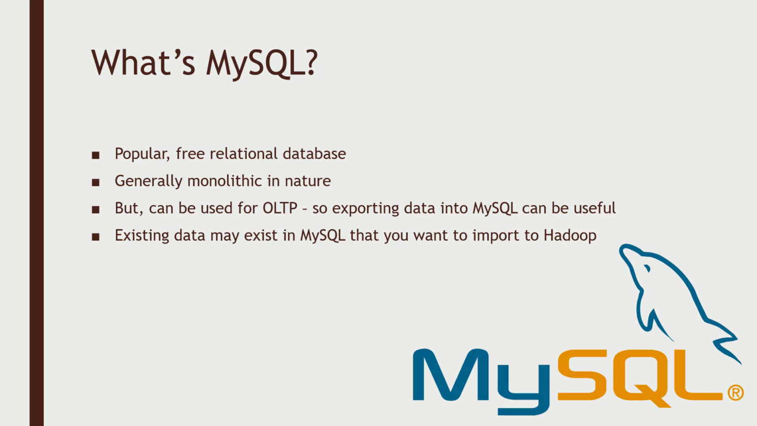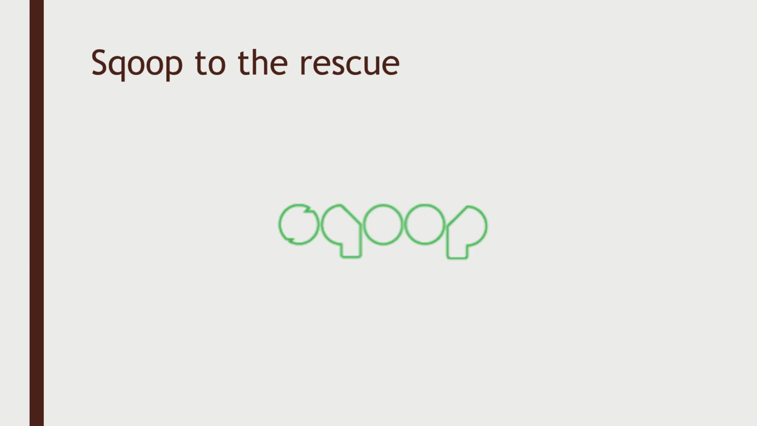So sometimes you want to export your data into something like MySQL. That can be a very useful thing to do because it allows faster access to your data after you've chugged away on it on your cluster. And you might have existing data that exists in a huge MySQL database today, and you want to import that to your Hadoop cluster so you can execute more complex queries on it across a cluster. So there is a tool called Sqoop that lets you do that. Cute little name, SQL and Hadoop kind of squished together.